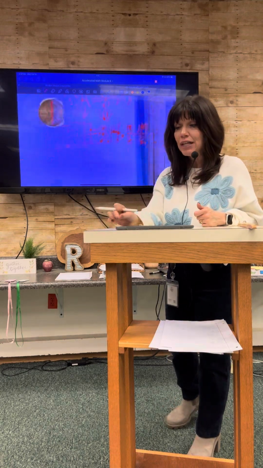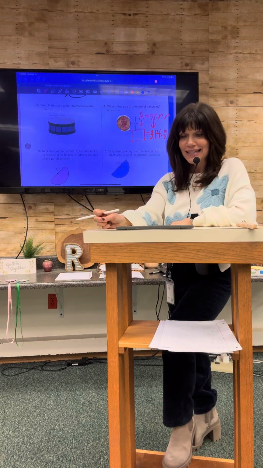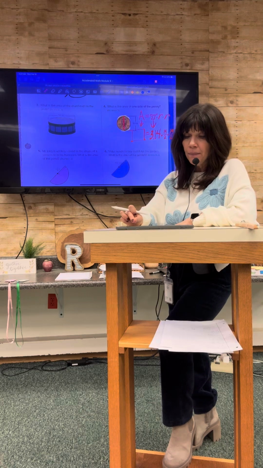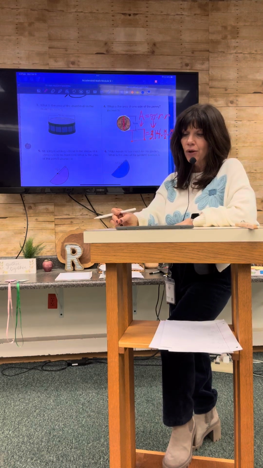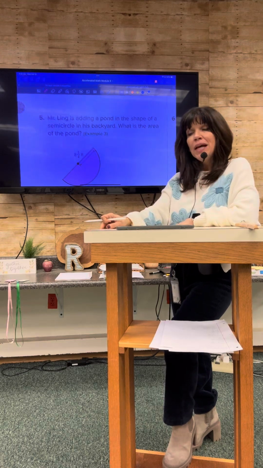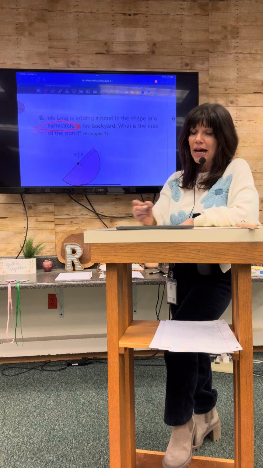And then again, if you need to round it, what will you round it to? The nearest hundredths place. Excellent. All right, let's take a look at an item where they want to know the area of the pond on number 5. Mr. Ling is adding a pond in the shape of a semicircle in his backyard.